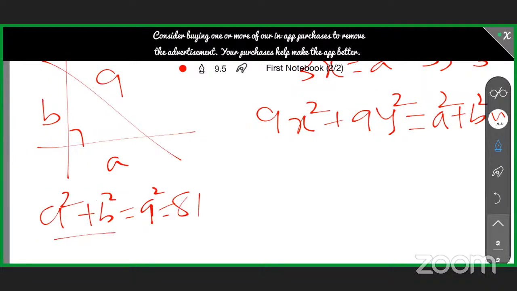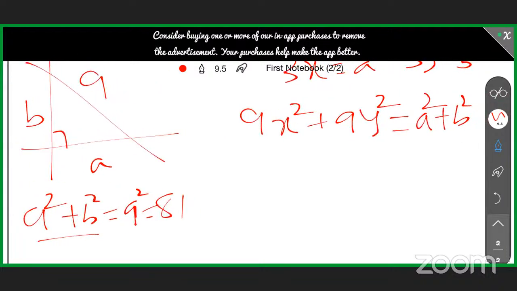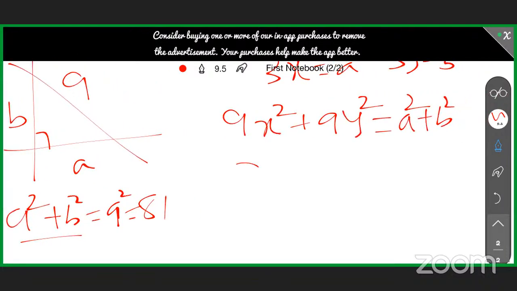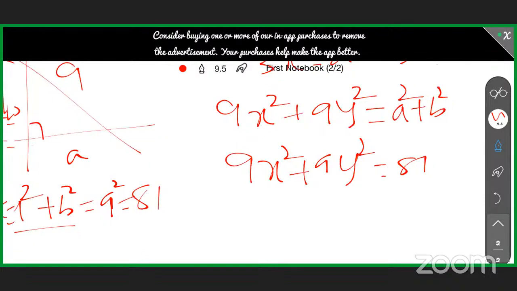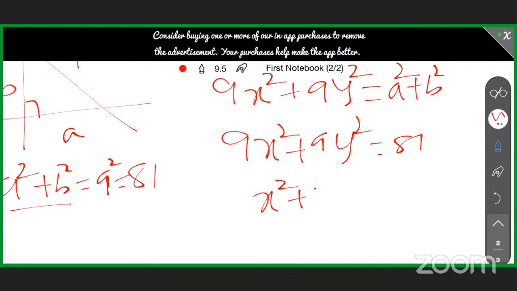So what is the value of A square plus B square? 81. So I am taking 9 common from every side. So x square plus y square is equal to 9. So this is the locus of the centroid.